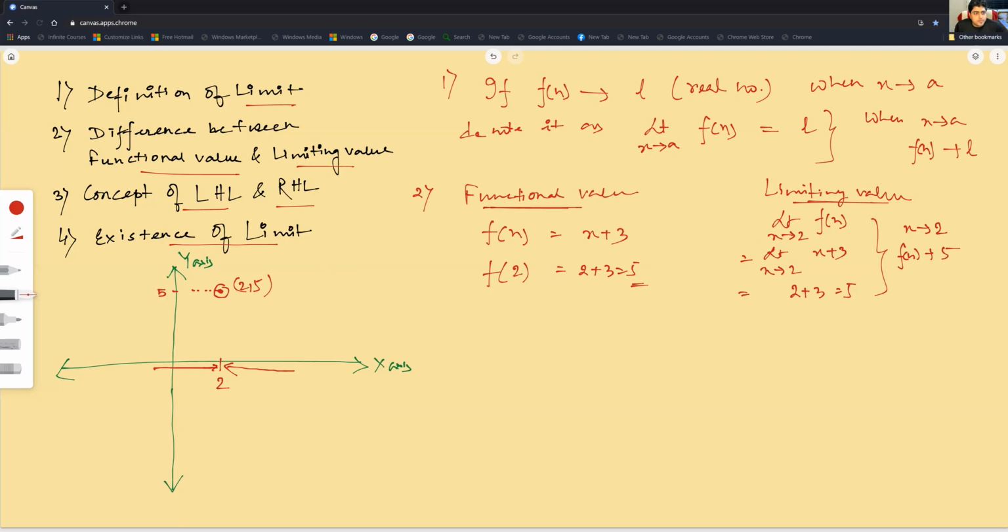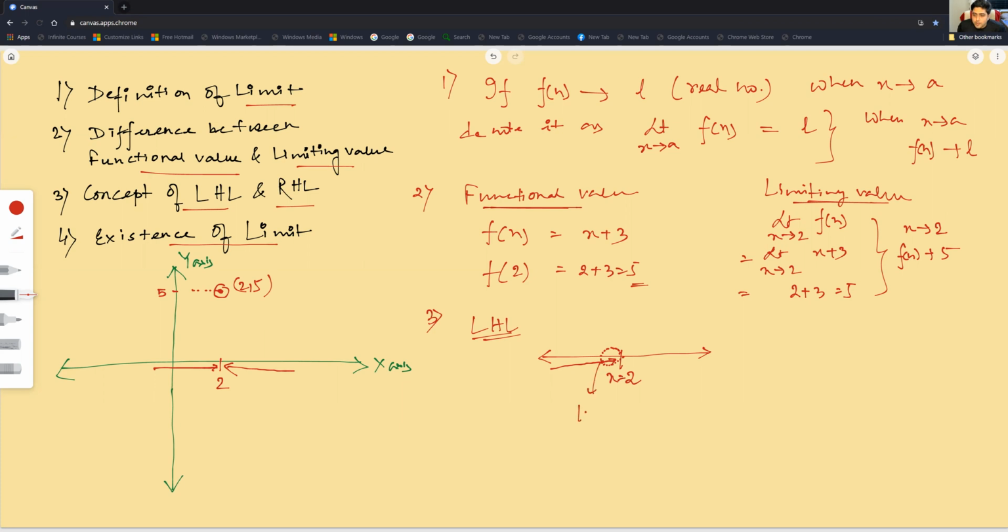Now, from the left side, if I draw only the x-axis, and say this is the exact point x equals 2, towards that point 2, if I come from the left side or approach towards the point 2, then there are lots of points you will get.